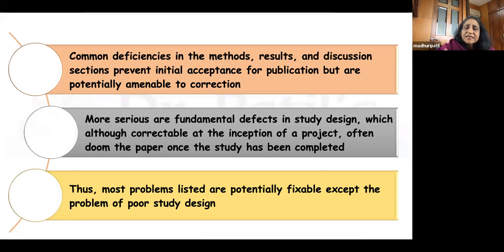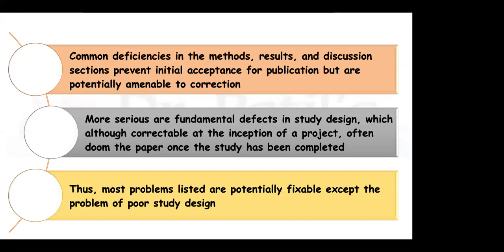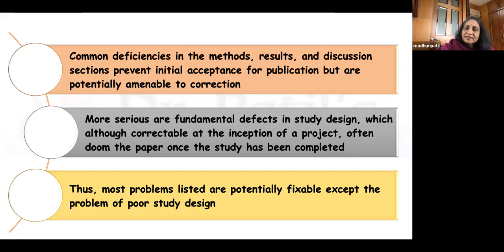The common deficiencies in the methods, results, and discussion sections prevent initial acceptance for publication, but are potentially amenable to corrections. The most serious are fundamental defects in the study design, which, although correctable at the inception of a project, often doom the paper once the study has been completed. Thus, most problems listed are potentially fixable, except the problem of a poor study design. So if your study design is poor, whatever changes you make, this paper of yours is not going to get published. And therefore, the most important thing before you start your research is your study design.